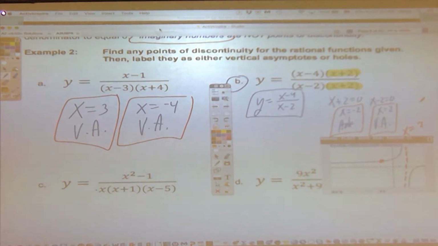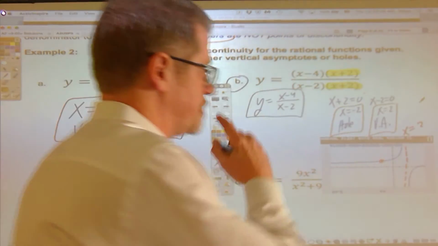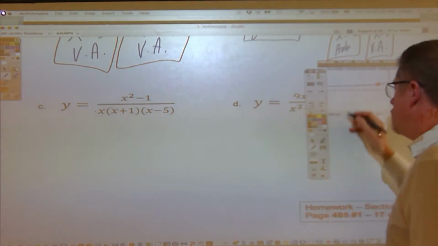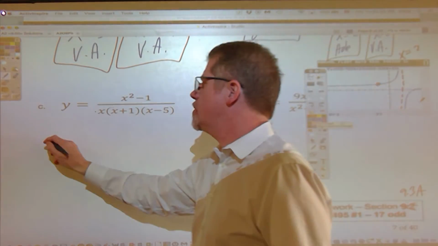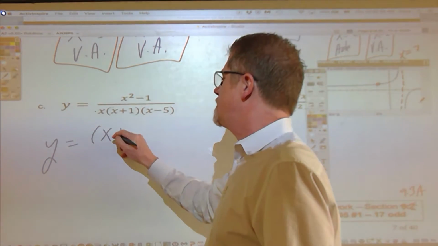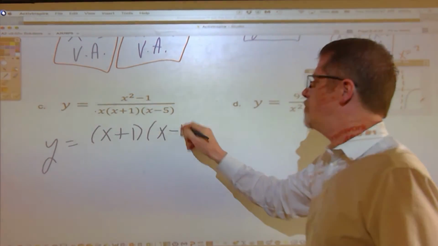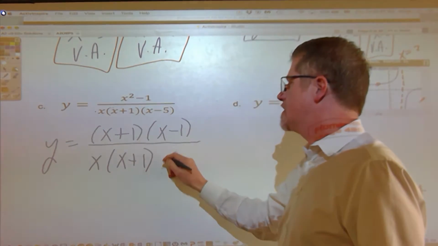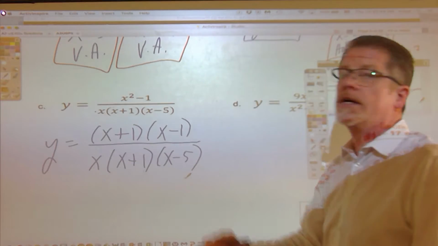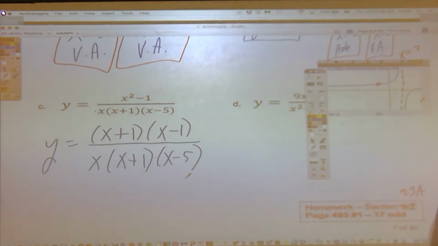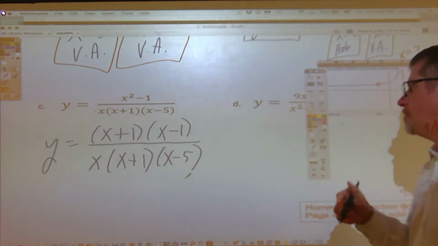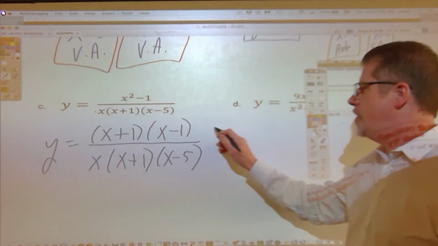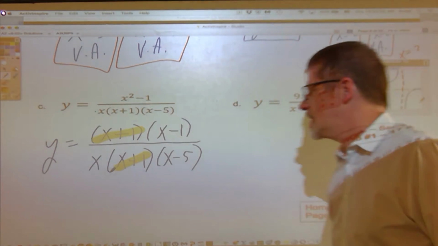Let's go to the next example, part C. Now, in part C, the numerator is not yet factored. This is some good factoring review. The difference of squares factors into x plus 1 times x minus 1. And the denominator is already factored for you. There's no guarantee that the denominator will be factored for you ahead of time, but it was this time. So, notice the x plus 1's cancel.